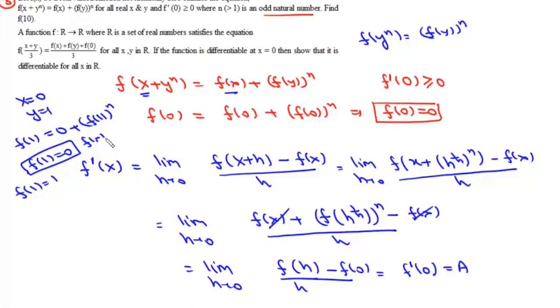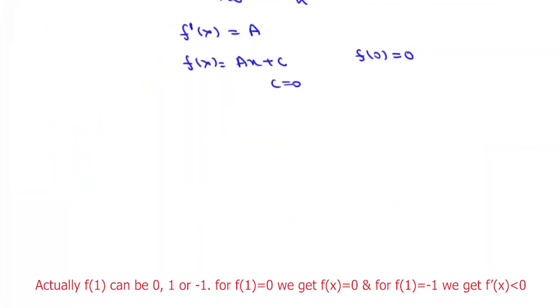Then in that case, this f(x) will be 0 throughout, constant, but it is given that it is not identically 0. That means the value of f(1) is to be taken as 1. So if we put x is 1, f(x) is 1. So the value of a is 1. So in this case, f(x) is simply x. We need to find the value of f(10). Value of f(10) is 10.